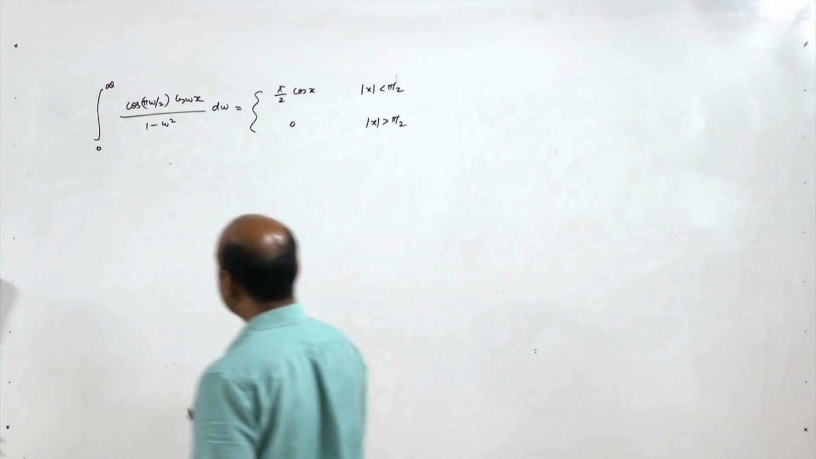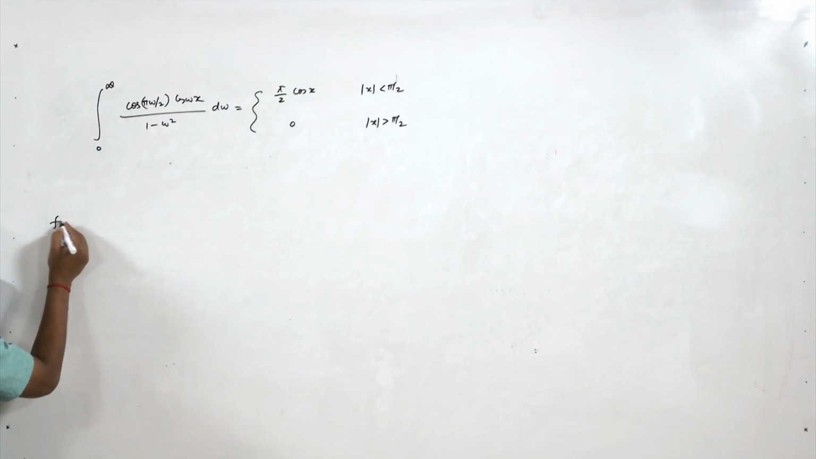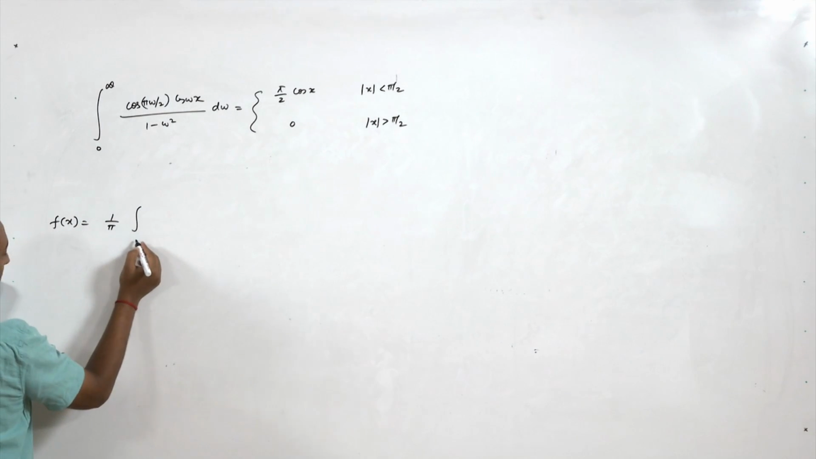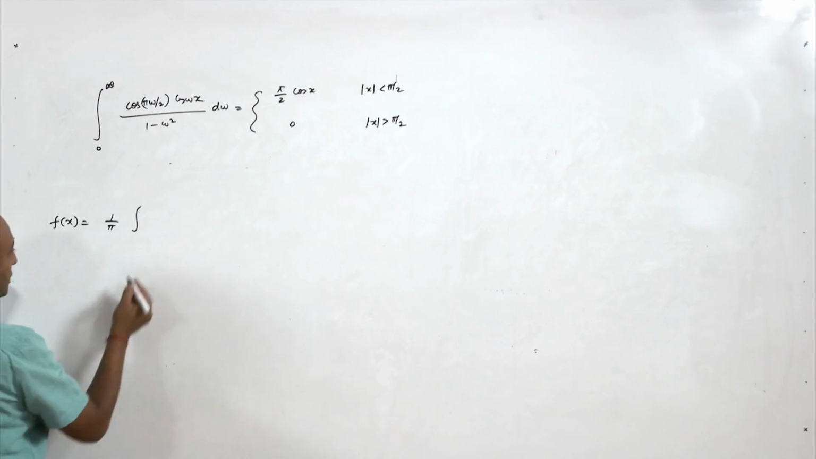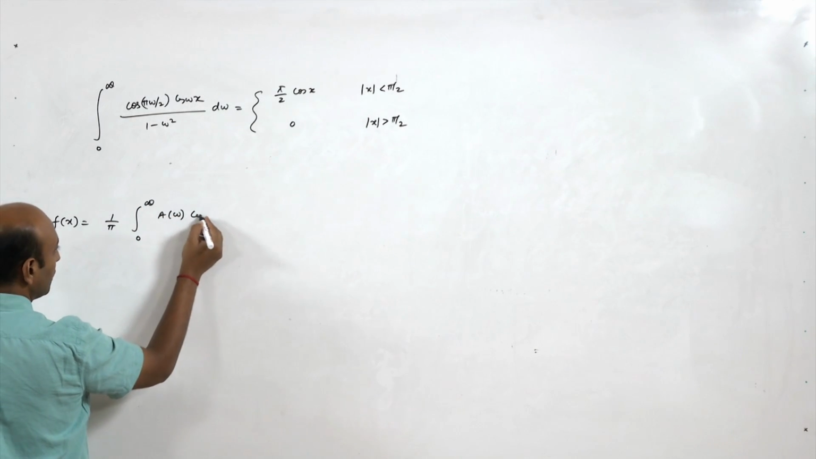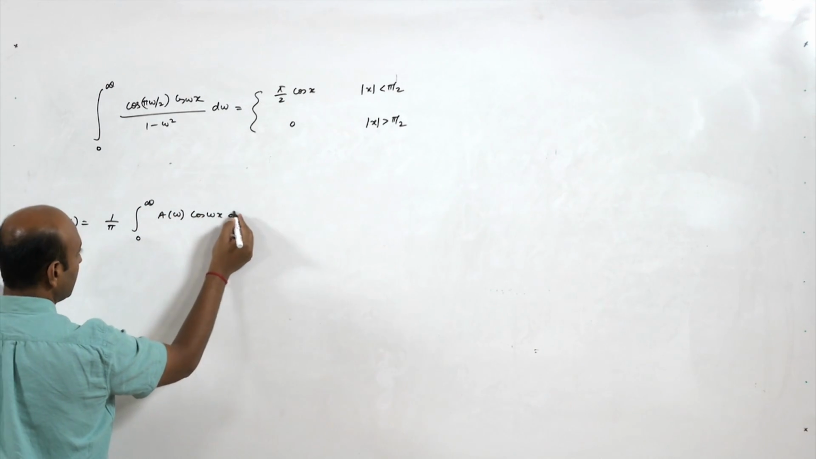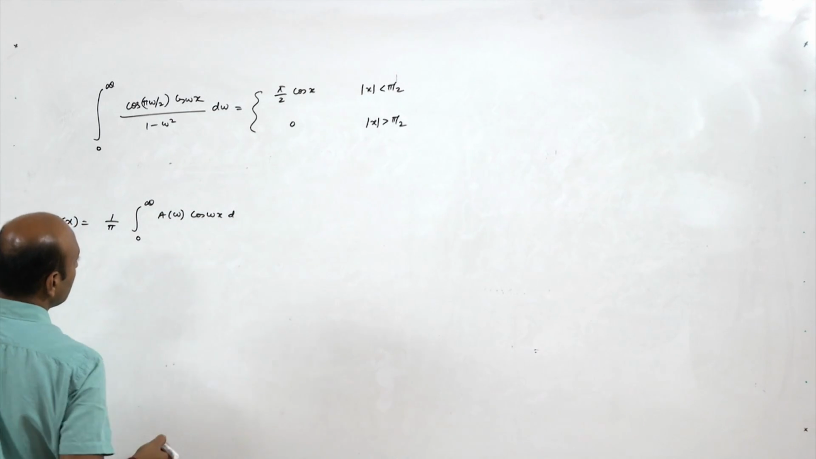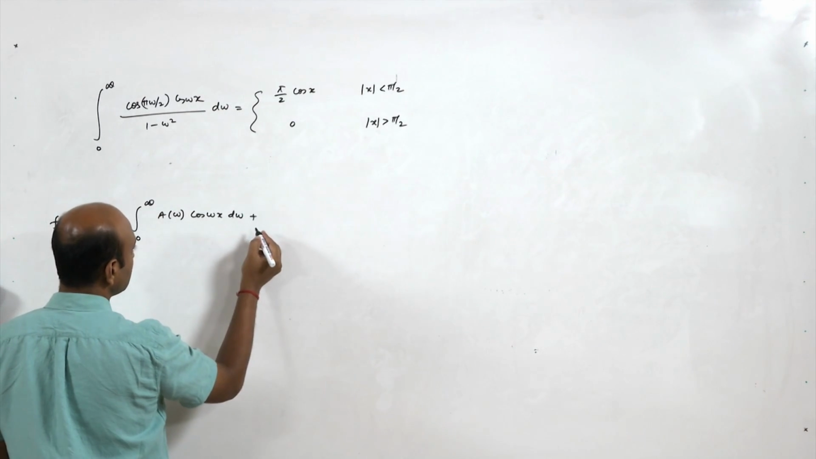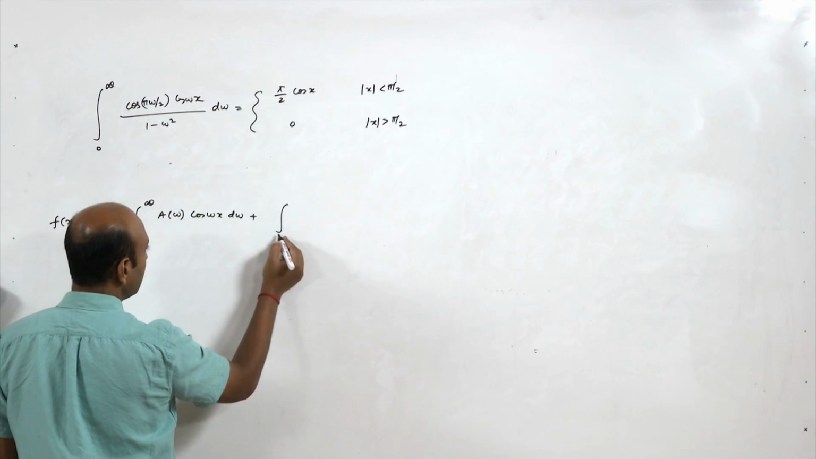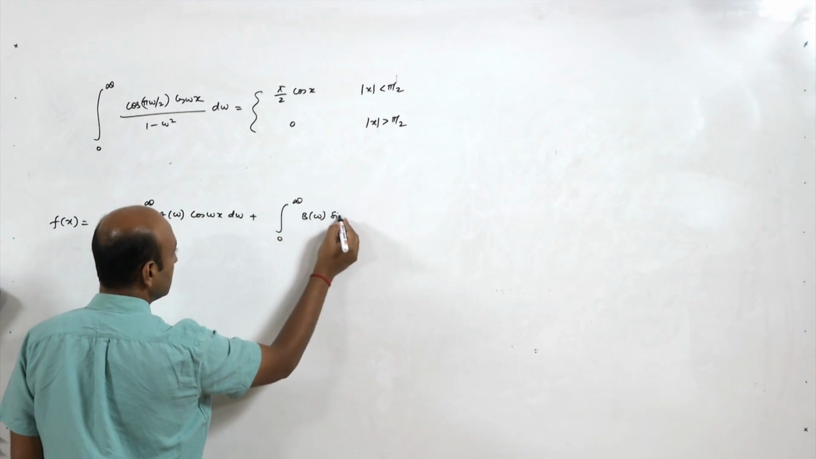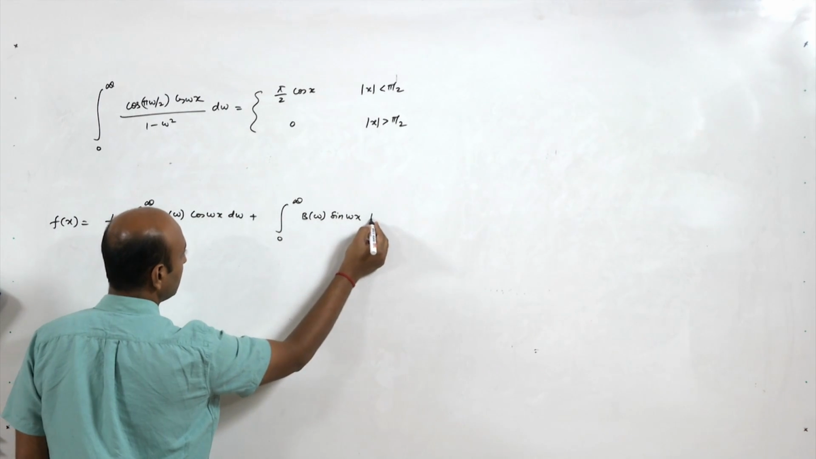So what is the Fourier integral representation of function f x? It is nothing but 1 upon pi times the integral from 0 to infinity of a omega cos omega x d omega plus the integral from 0 to infinity of b omega sin omega x d omega.